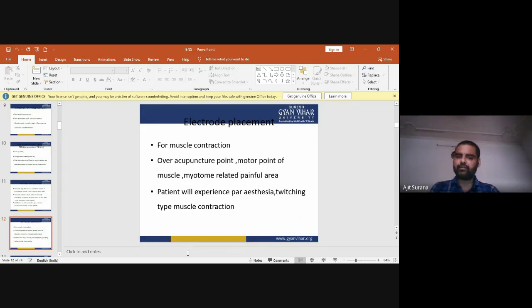Myotomes related to the painful area. After the electrode placement, the patient will experience paraesthesia and twitching type muscle contractions.